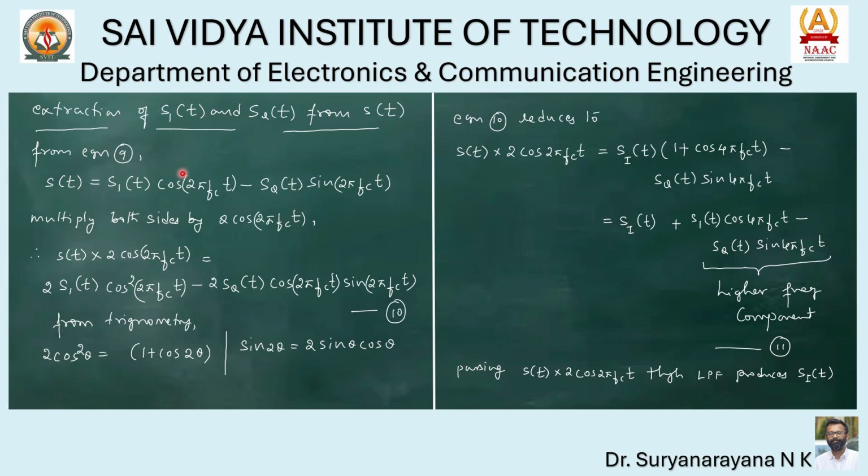So use equation 9, multiply both sides of equation 9 by 2 cos 2 pi fct and simplify using the trigonometric identity as shown here, and equation 10 reduces to 11. That means S of t times 2 cos 2 pi fct is equal to the in-phase component plus a higher frequency component. So when I pass this signal S of t times 2 cos 2 pi fct through an ideal low pass filter, it eliminates the high frequency component, producing the in-phase component.